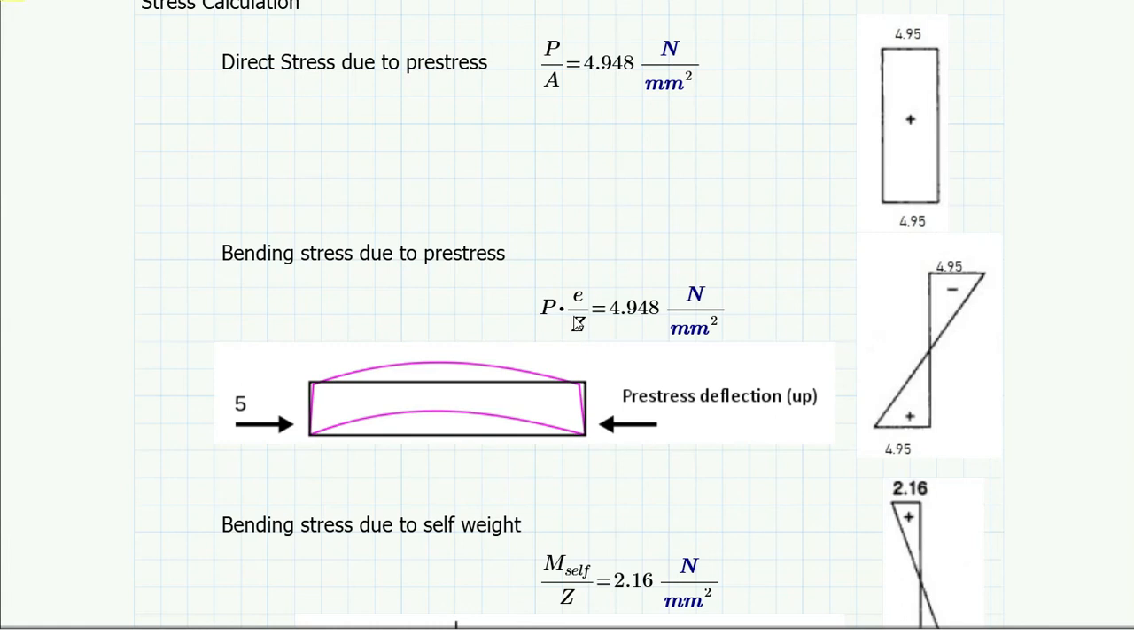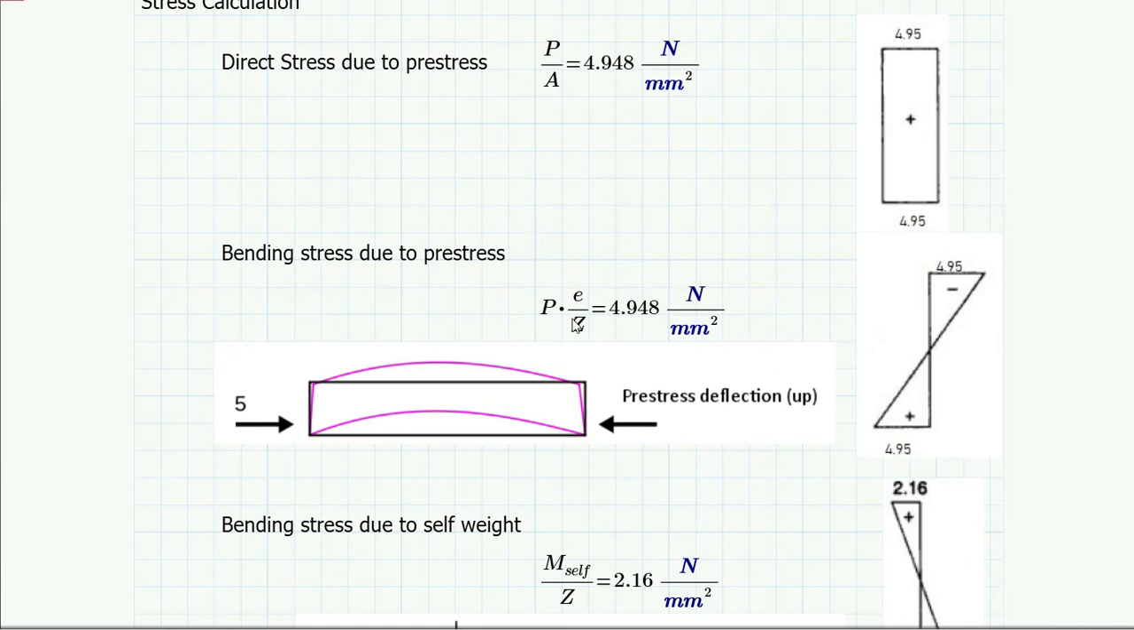Okay, so it will be 4.948 newton per mm square, and as this is due to the moment, the stress will be maximum at the top and the bottommost fiber, and it will vary in between. Okay, so as at the top we have tension, it is negative 4.95, and at the bottom, as it is compression, it is positive 4.95 newton per mm square.